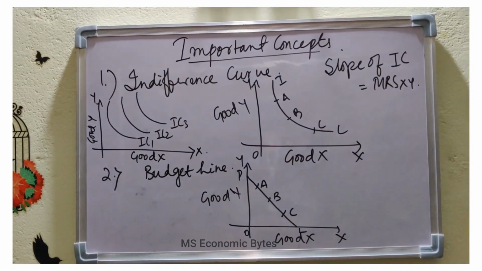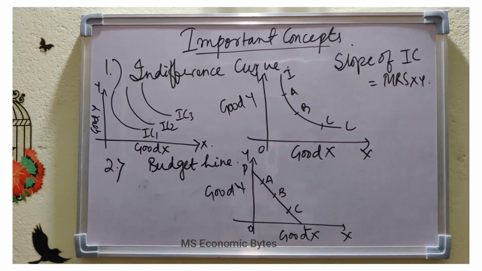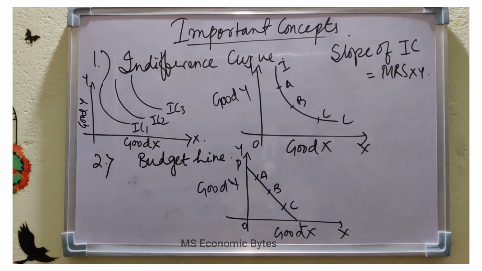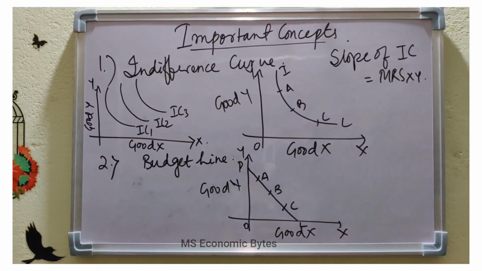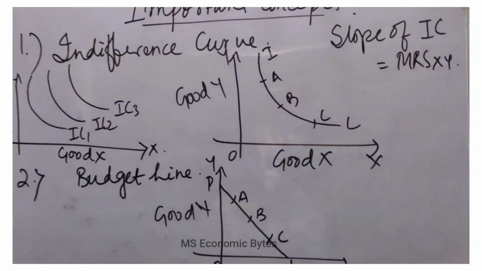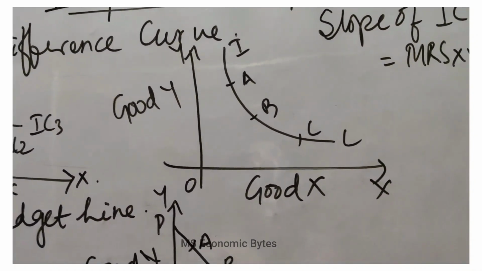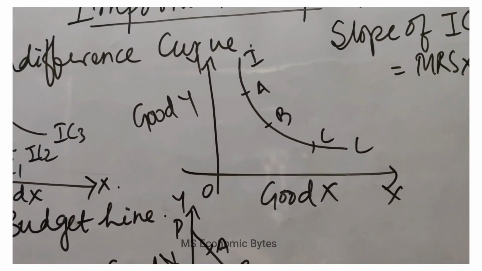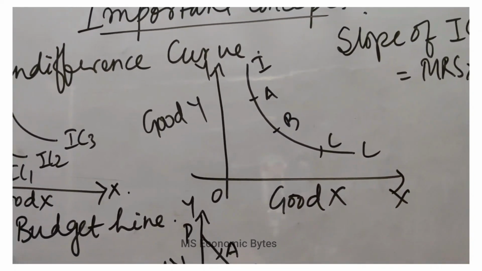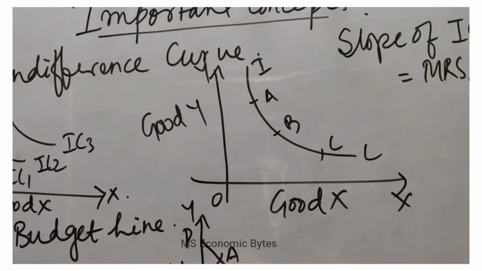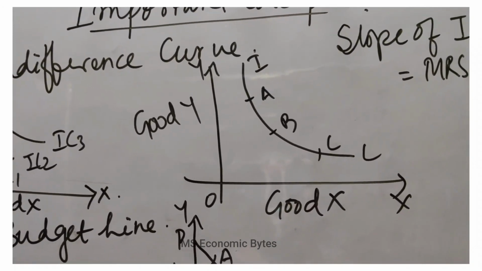Before coming to the diagrammatic explanation of consumers' equilibrium, let me tell you some of the important concepts related to it. First, the indifference curve. An indifference curve shows various combinations of two goods that give equal satisfaction to the consumer. As you can see in the figure, IC is the indifference curve. The OX axis represents good X, the OY axis represents good Y. All the points on the IC curve, that is point A, point B and point C, give equal satisfaction to the consumer. If a consumer wants more satisfaction, then he has to move to a higher indifference curve.